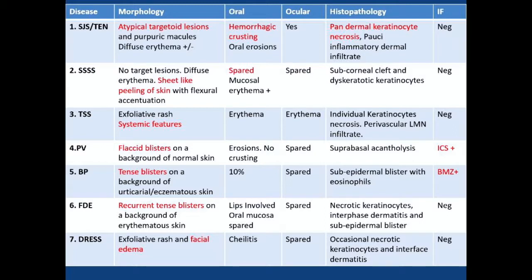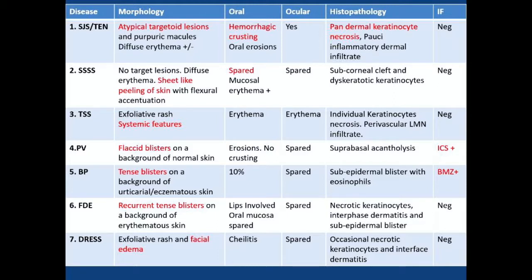So I have come back to this table again after going through the clinical photographs. The pointers highlighted in red are probably specific for the diagnosis of these diseases. The patient of SJS and TEN has atypical targetoid lesions, hemorrhagic crusting of the lips, and on histopathology shows pandermal keratinocyte necrosis. In staphylococcal scalded skin syndrome, there is sheet-like peeling of skin, there are no targetoid lesions, the mucosa is spared, there is no involvement of the oral mucosa, and histopathology does not show epidermal necrosis.